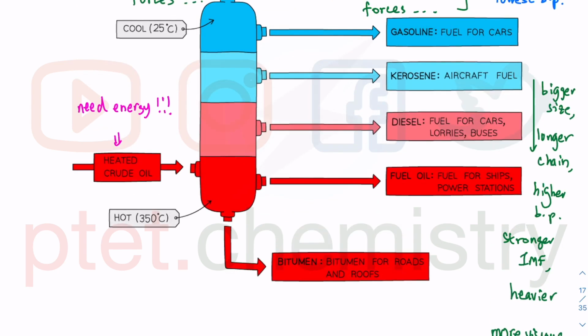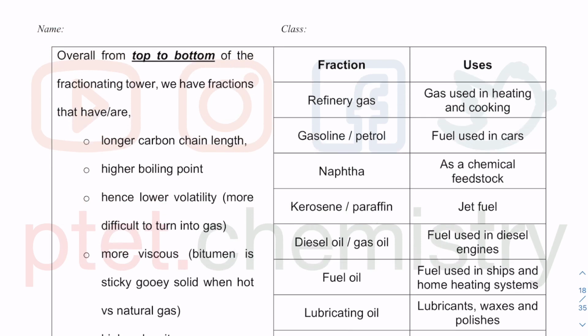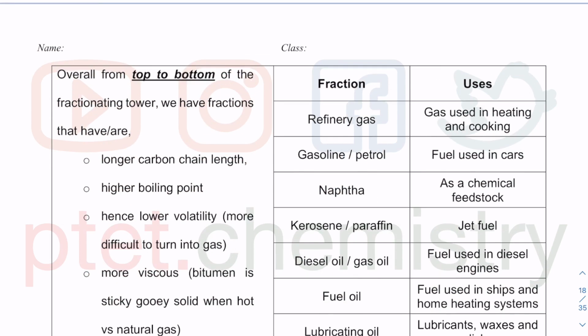There are one or two more fractions. They are stated in the syllabus. They were not in that diagram. So we need to always check back the syllabus. The syllabus has a few extra ones, including naphtha, which is very important.